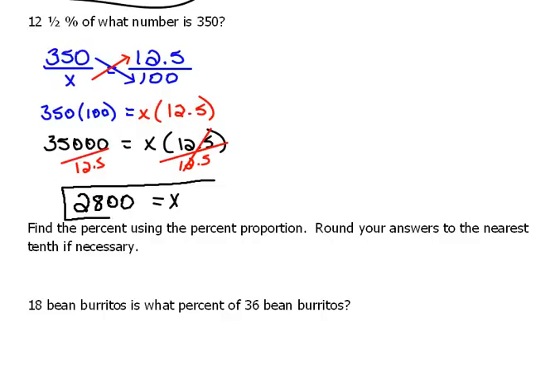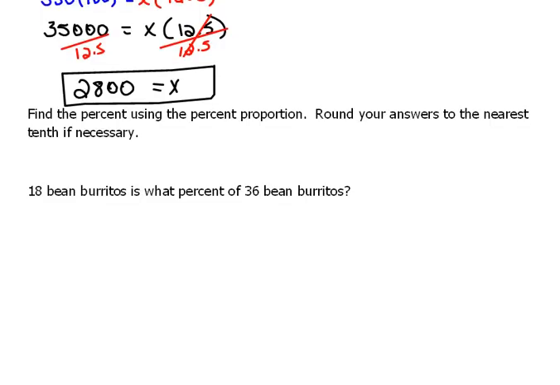Is our answer reasonable? Remember, the 350 is a portion of the whole. So we would expect our x to be much larger. And actually, in fact, it is. And since we were talking about 12.5%, that's a very small portion of the whole amount. So our answer being very large is very reasonable.